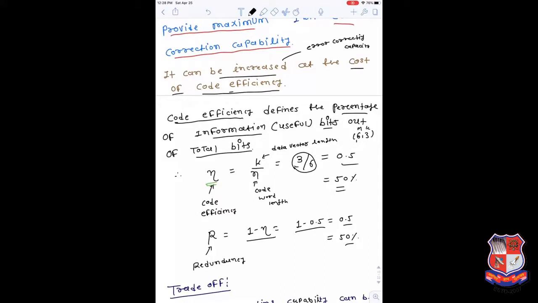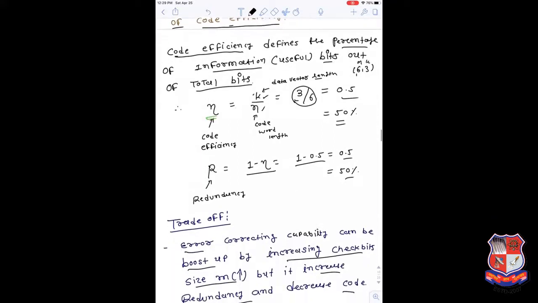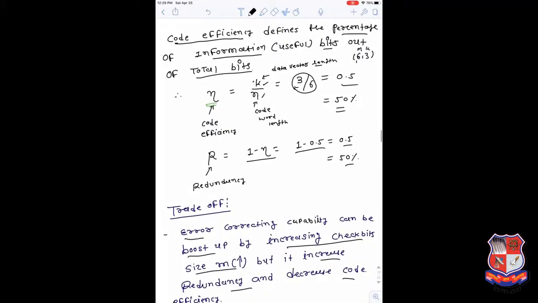Code efficiency defines the number of useful bits in your block. So it is k divided by the total number of bits, which is the code word length. As per the earlier example, k obtained is 3 and the total number of bits is 6. So 50% code efficiency can be achieved, and redundancy is 1 minus eta, 1 minus the code efficiency, that is also 50%.